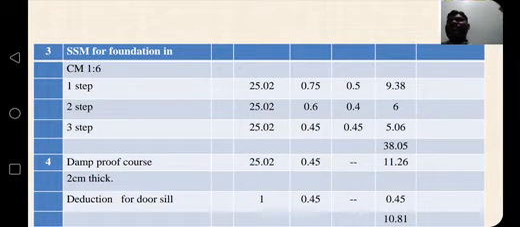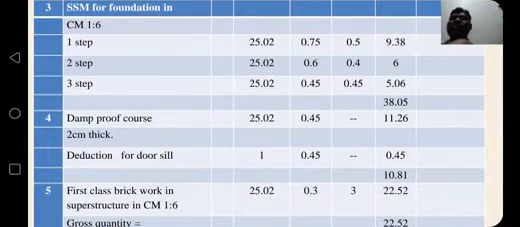Third item is SSM for foundation in CM 1:6. First step: 25.02 into 0.75 into 0.5 is 9.38. Second step: 25.02 into 0.6 into 0.4 is equal to 6 cubic meter. Basement: 25.02 into 0.45 into 0.45 is equal to 5.06. Total quantity is 38.05.